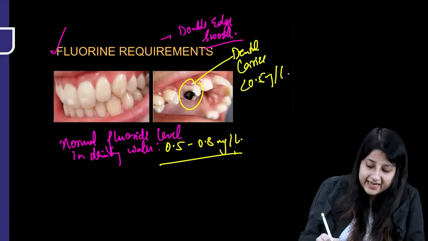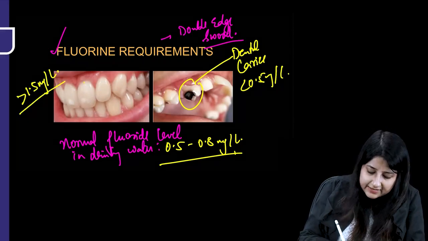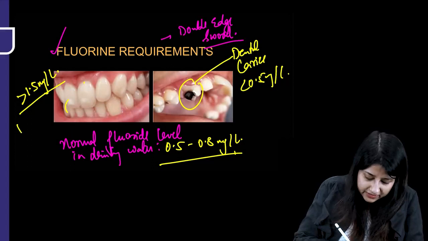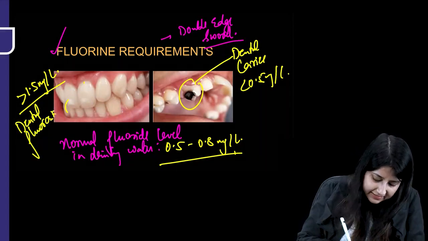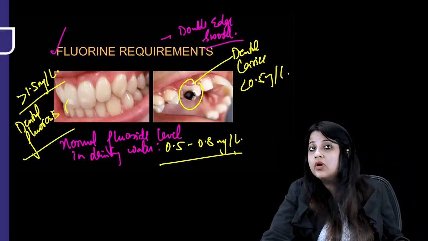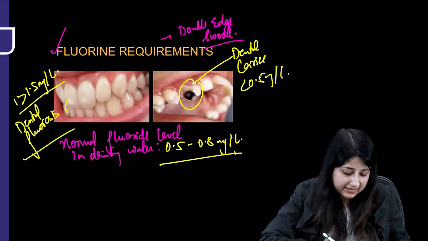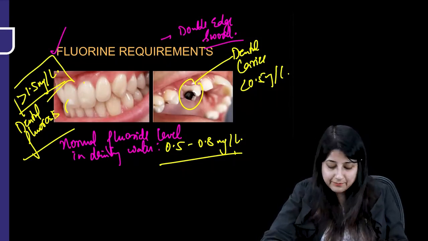But if the fluoride level is more than 1.5 milligram per liter, this happens. Here you will see mottling of the upper incisors of the teeth. This is known as dental fluorosis. Please don't say it is occurring at levels more than 0.8. No. Dental fluorosis is mottling of incisors of the upper teeth, which occurs at levels of fluorine in water more than 1.5 milligram per liter.